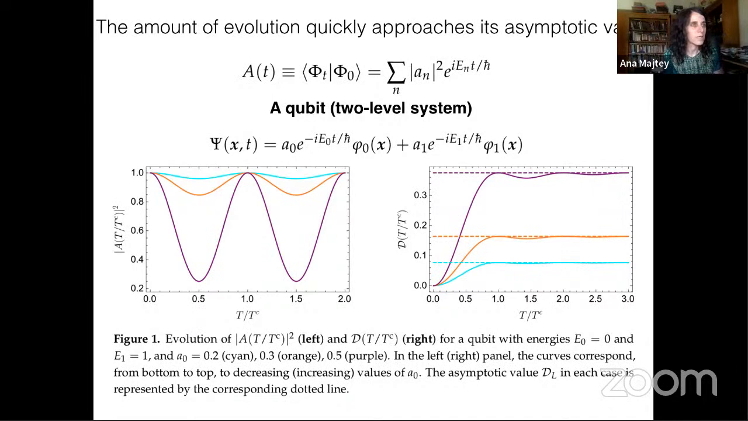The behavior of the measure in terms of time t, and how the measure quickly reaches its asymptotic value. So we compare the time scale associated with the measure d with other relevant time scales of the system, for instance, the dynamics of the system characterized by the behavior of the autocorrelation function. So this is the autocorrelation function. It is defined as this overlap.